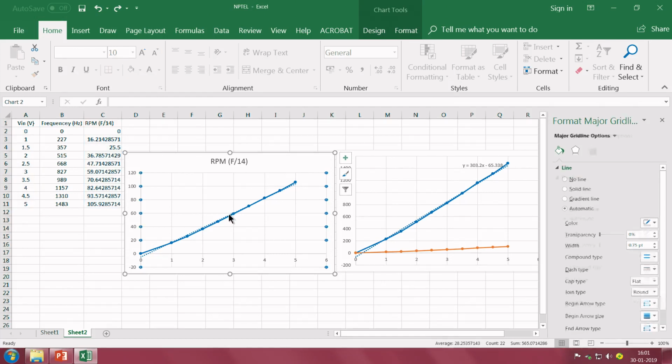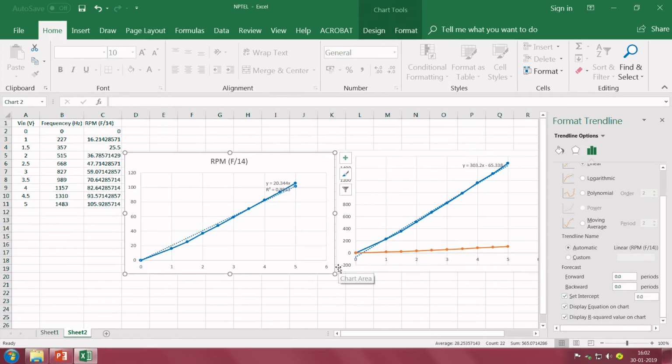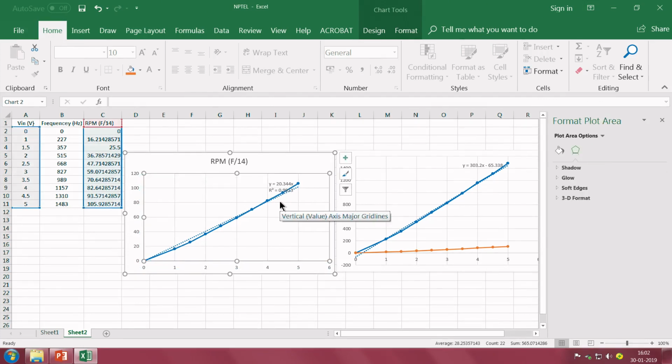So, I am selecting the trend line, going to more options, and displaying the R value as well as the equation. One thing is clear: even though it is not exactly linear, the linearity error is very small, and the R-squared value is really high. So we can consider it linear, and the slope we are getting is approximately 20.3.